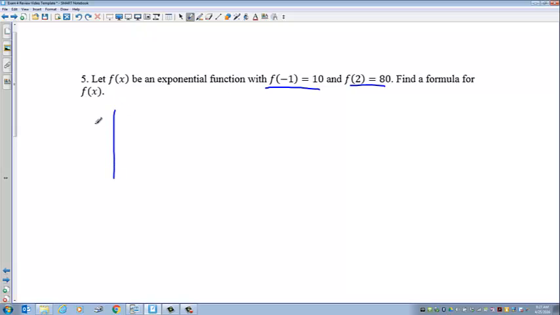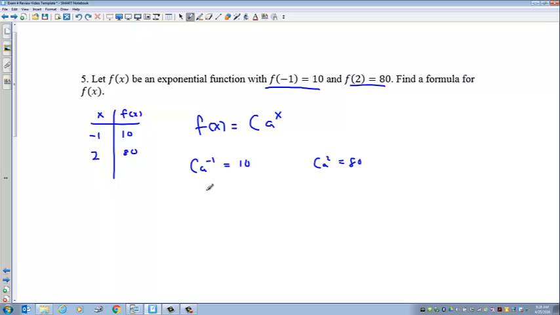So really, it's the same type of problem. You have x input and you have output f of x. So if you plug in -1, you get out 10. If you plug in 2, you get out 80. We know the form. It's an exponential function, so it looks like this, c times a to the x. And we know if you plug in -1, so a to the -1, you get out 10. Versus if you plug in 2, so c times a squared, you get out 80. And we just need to solve for c and a here.